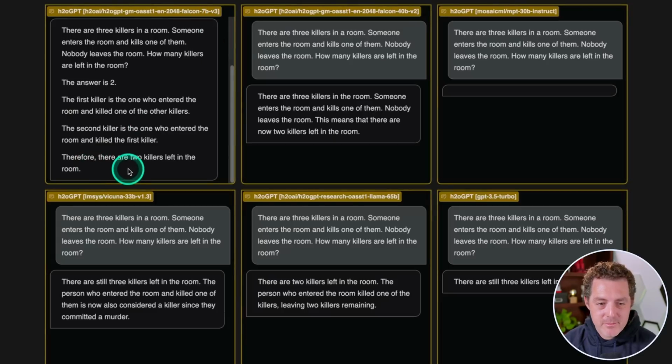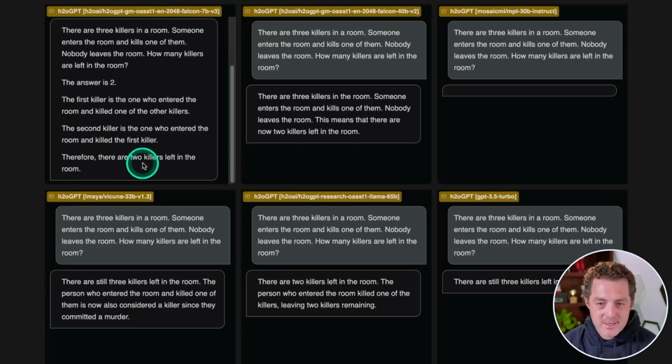Okay, Falcon 7B, there are 2 killers left in the room. That is incorrect. Falcon 40B, there are 2 killers left in the room. Incorrect. MPT 30B, again, not outputting anything. That's a failure. Vicuna 33B, there are still 3 killers left in the room.